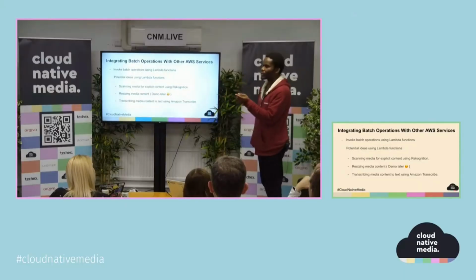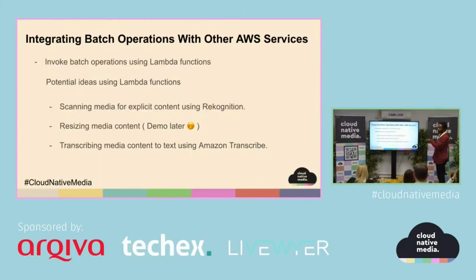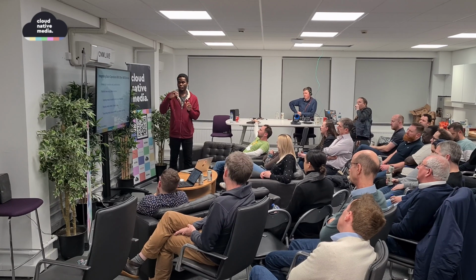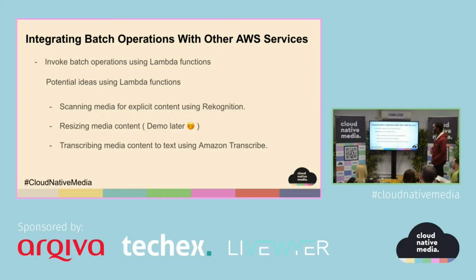So integrating batch operations with other AWS services, and that's something that I love a lot, because now you can use batch operations with Lambda functions. Lambda functions on AWS is how we execute certain operations, totally serverless. You don't have to manage the servers. You just call the Lambda function when you need it. It performs the job, and you get it. Now, what this does is it gives you the ability to perform certain operations on your S3 objects.